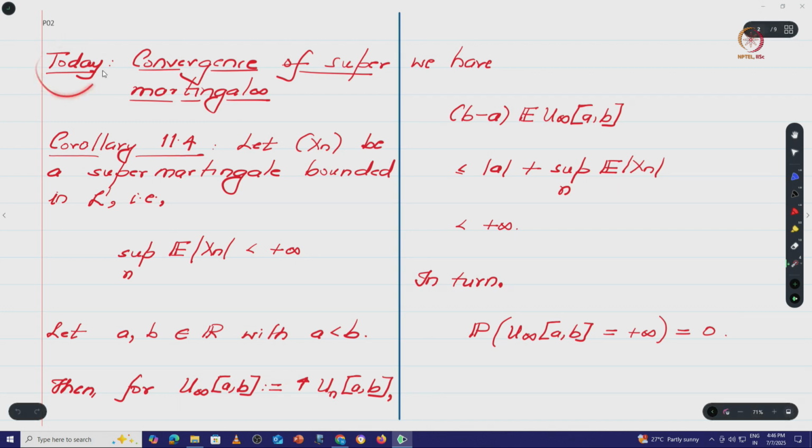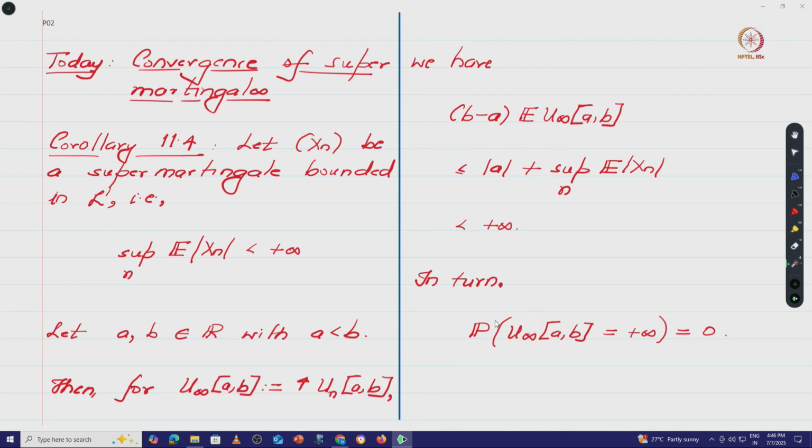These are the two things that we discussed in the previous class. In today's class, we will look at convergence of super martingales by building upon these results that we saw previously. Towards this, one of the first things that we will be studying is this Corollary 11.4. Again, this number corresponds to a result in this textbook called Probability with Martingales by David Williams. So in case you want more details, you can refer to this textbook and look up this result over there.